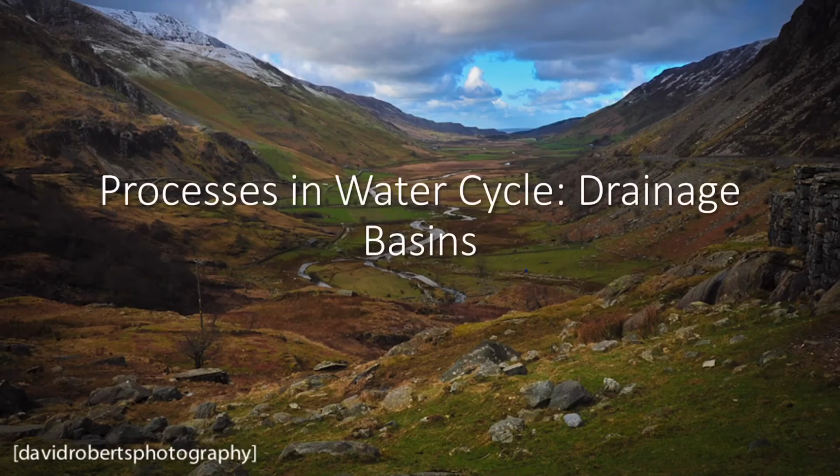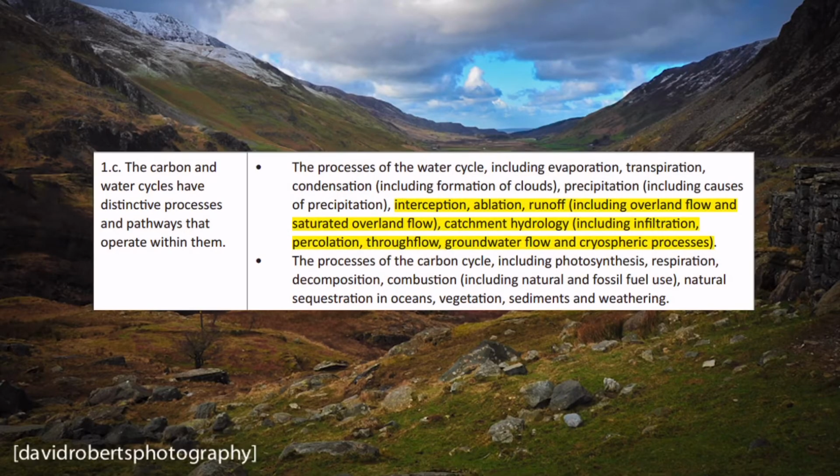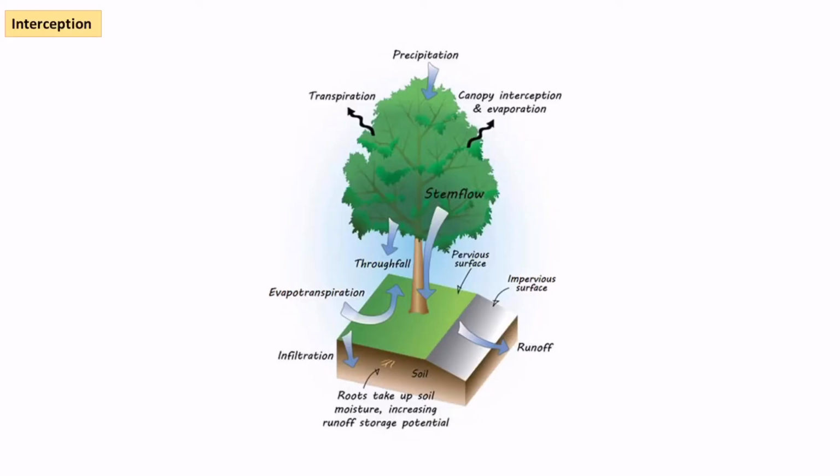Going to go into greater depth about processes in the water cycle, specifically looking at catchment hydrology at a drainage basin level. This is for the OCR A-level geography spec 1.C, and I've highlighted the processes we're going to look at right here. I'm going to look at interception, which from GCSE you'll know is where precipitation is prevented from going to the ground by the trees who intercept it on the way down there.